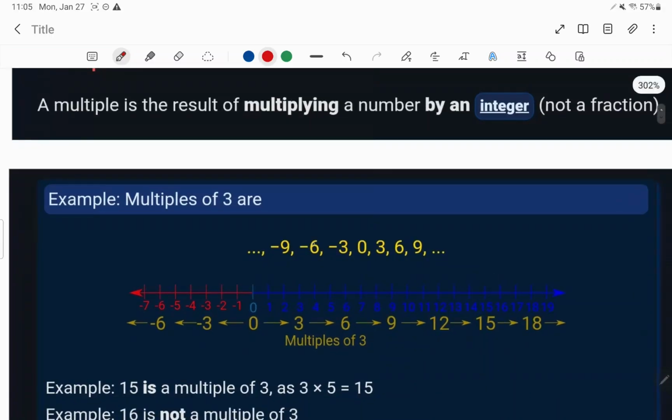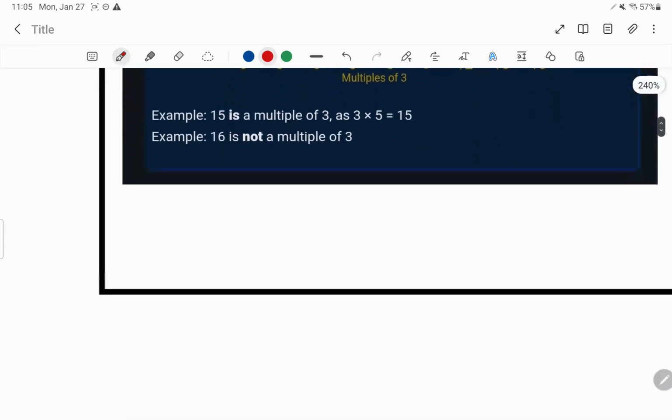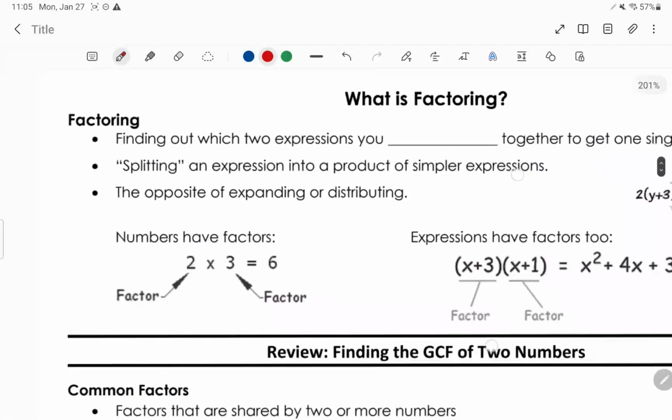For example, negative 3 times 3 is negative 9. Negative 2 times 3 is negative 6. Negative 1 times 3 is negative 3. 0 times 3 is 0. 1 times 3 is 3. 2 times 3 is 6, and then 3 times 3 is 9. So basically any results you get when you multiply by 3, those are multiples.